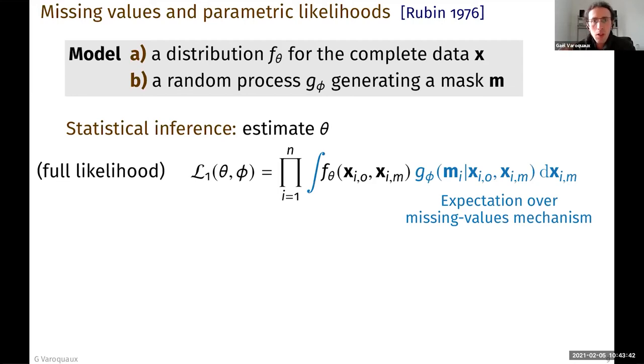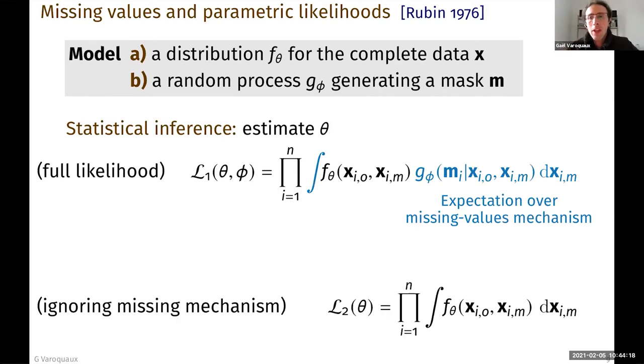And now the goal in statistical inference is to estimate theta of the complete data generating process. And if I do this, I can write the full likelihood. And in the full likelihood, given that I'm given only the observed data, not the missing data, I need to compute the expectation over the missing value mechanism. So I need to compute this expectation, and for this I need the details of the data generating mechanism. Now this is annoying because it's a data generating mechanism that I'm not interested in.